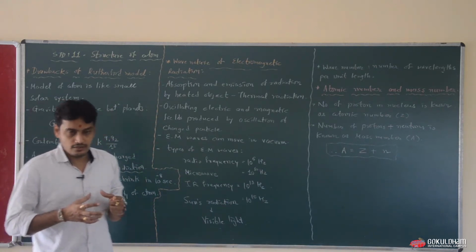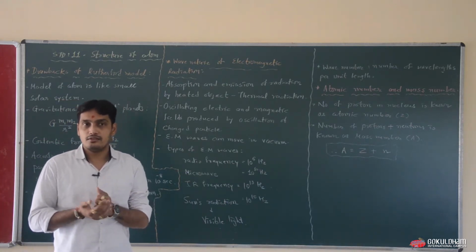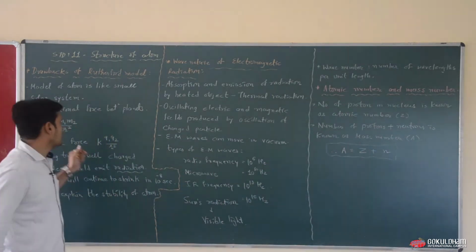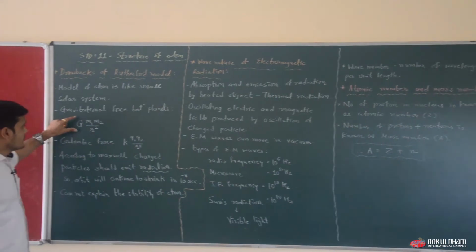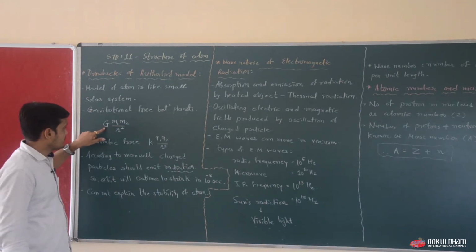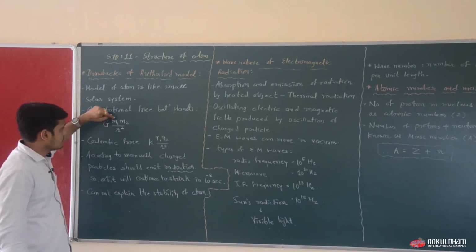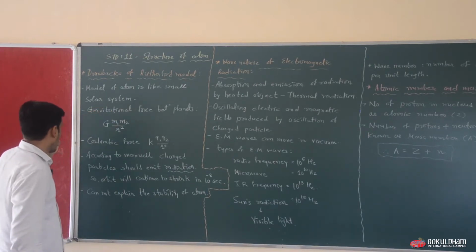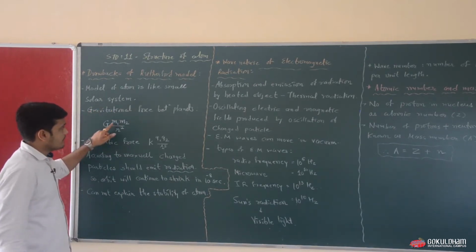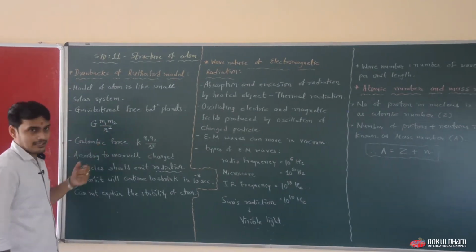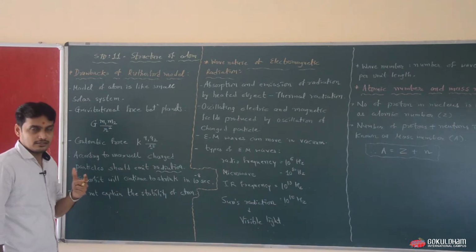So the gravitational force between two planets is expressed as G m1 m2 upon r square. This G is for gravitational force. m1 and m2 are the different masses of the planets, and r is the distance between the two planets.